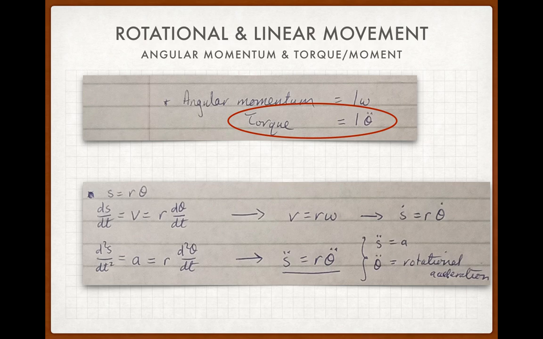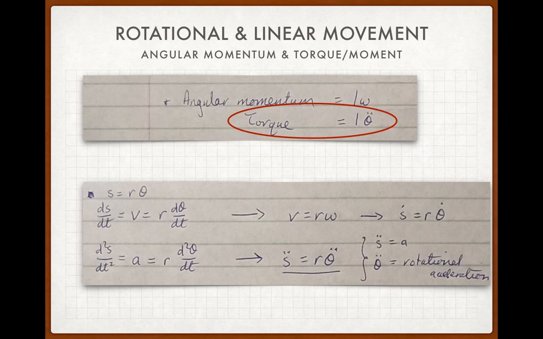So if we differentiate the left-hand side, we get a, and if we differentiate the right-hand side, we get the derivative of w with respect to t, which is the same as, if we look just below, v is equal to rw. The second derivative of the displacement is the acceleration, and the second derivative of the angle is the angular acceleration. So from that simple formula, s is equal to r theta, we now have s double dot is equal to r theta double dot.